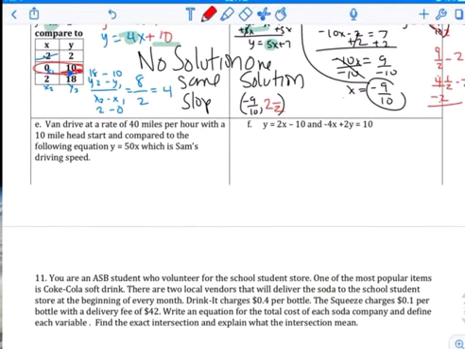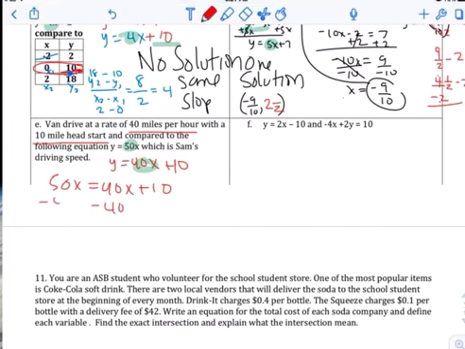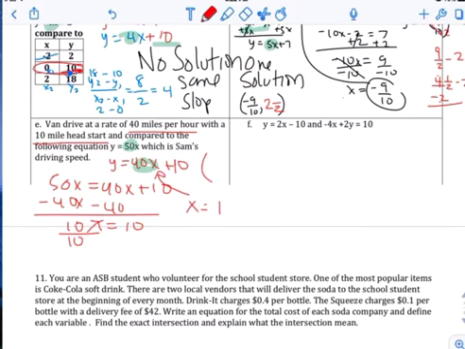This is 40 miles per hour with a 10-mile head start. So y equals 40x plus 10. One solution, because rate of change is different, you can use substitution. 50x equals 40x plus 10, minus 40, minus 40. You get 10x equals 10. Divide by 10, you get 1, right? X equals 1. And if x equals 1, then y is 50. One solution at 1 and 50.